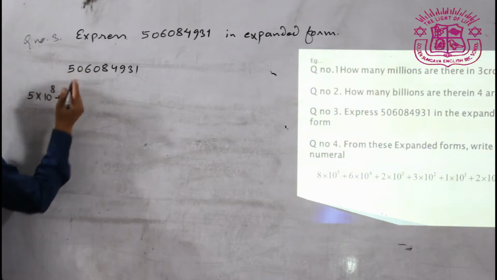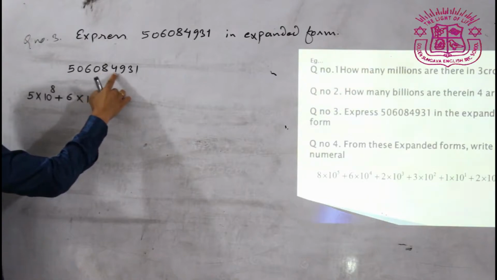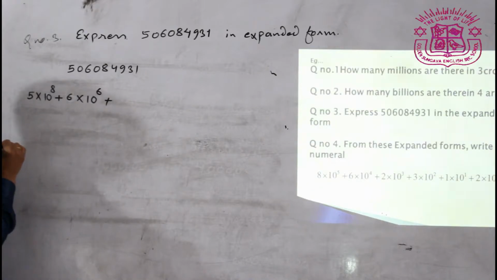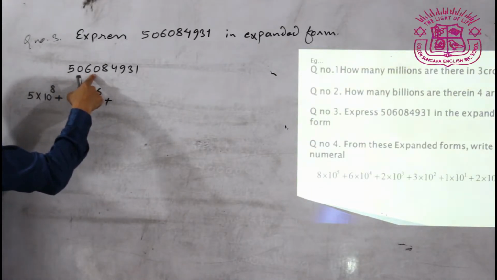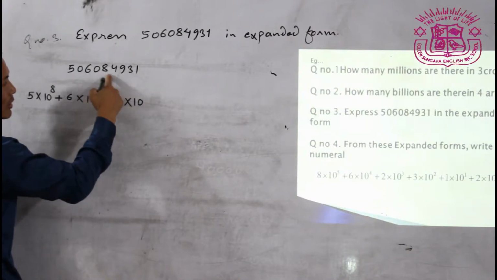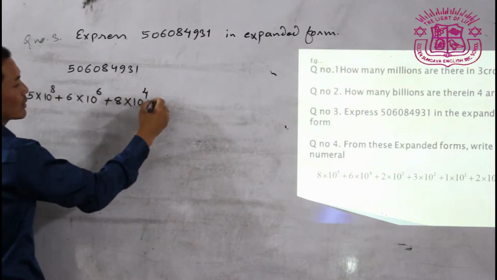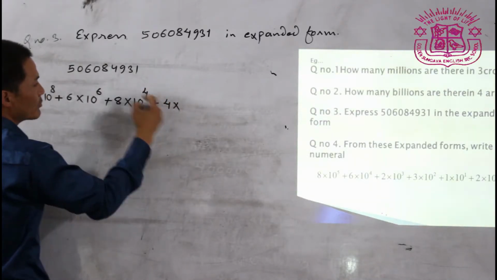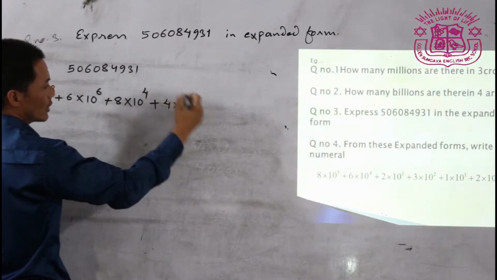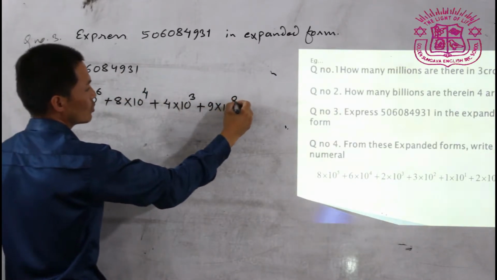So let's move to 6. 6 times 10 to the power. How many numbers are there? 1, 2, 3, 4, 5, 6. So there are 6 numbers. Plus, I have already said we don't need to write for 0. 8 times 10 to the power. How many numbers? 1, 2, 3, 4. There are 4 numbers after 8. Plus 4 times 10 to the power. 1, 2, 3 numbers, right? So write 3. Plus 9 times 10 to the power 2.